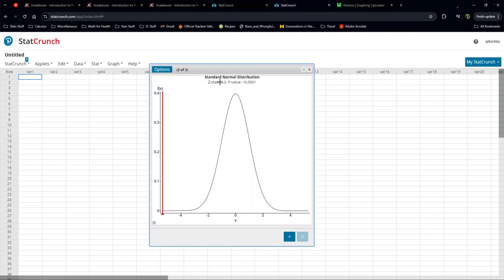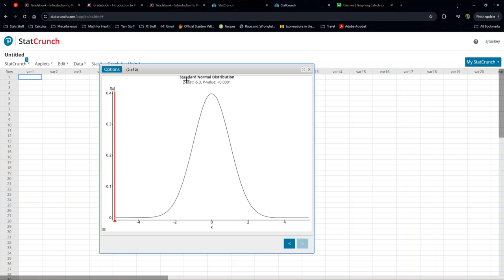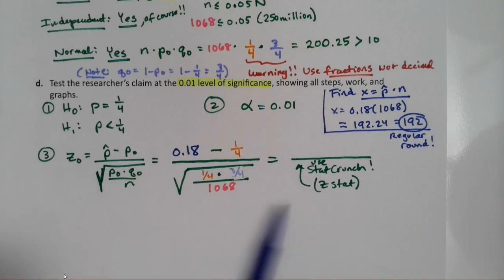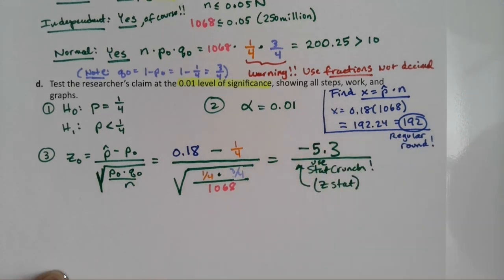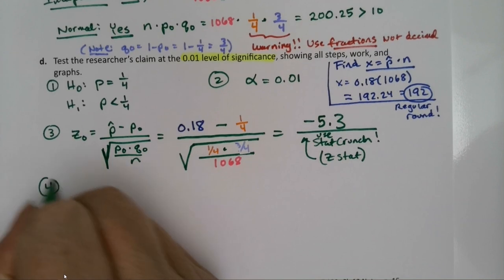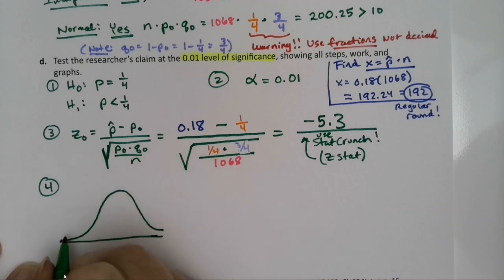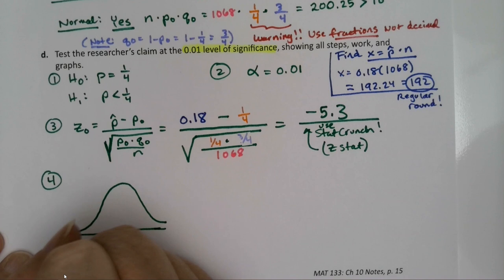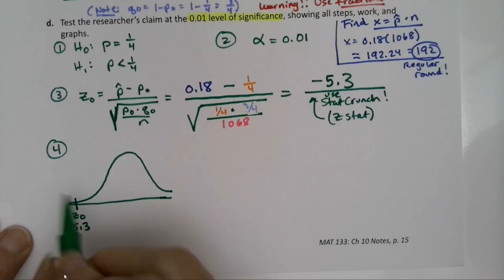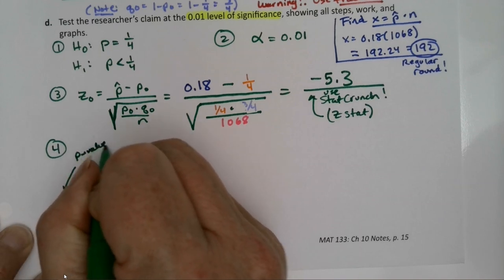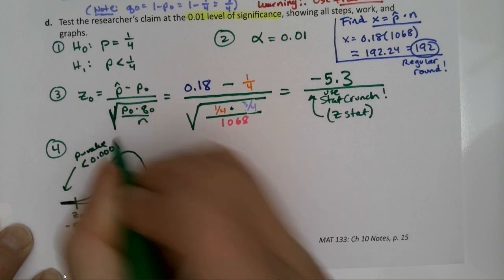But if I go to the next page, I can see my z-stat. The z-stat, which is my answer for step 3, is negative 5.3. And my p-value is less than 0.0001. Okay, so this is negative 5.3. And for step 4, which I'm going to squeeze in over here, I'm going to draw a picture. It's going to have a really big left tail because my z0 is negative 5.3. So I'm going to draw it all the way over there. And this little tail right here is my p-value, which was less than 0.0001.